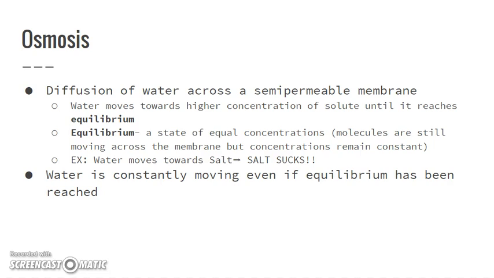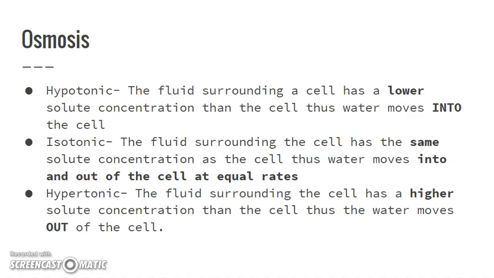Water is constantly moving even if equilibrium has been reached. So once we reach that equilibrium, we're still moving across that membrane, but we're moving at an equal rate. We're constantly moving at that equal rate, and we don't have any net movement at all at this point. So in osmosis, we have different names for our solutions. We have hypotonic, isotonic, and hypertonic.